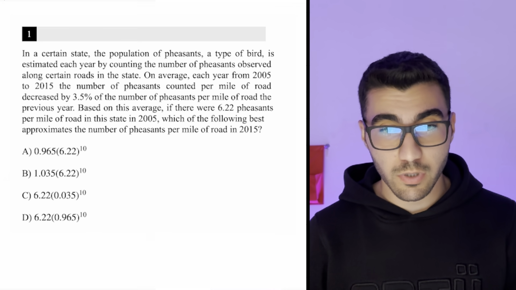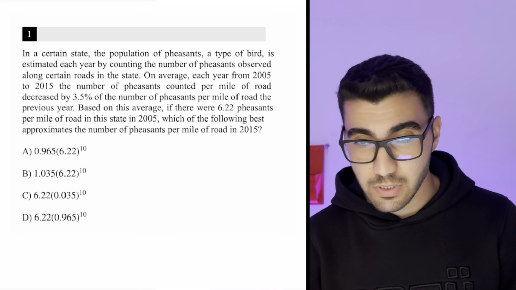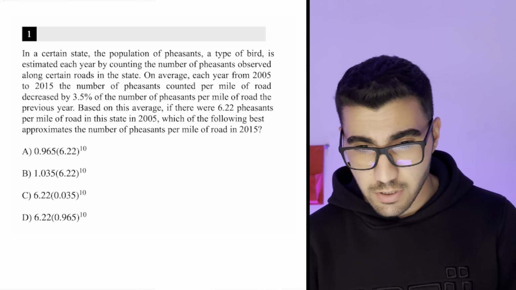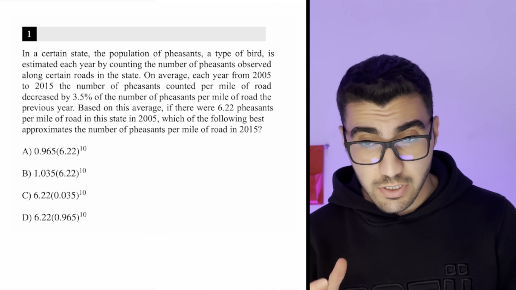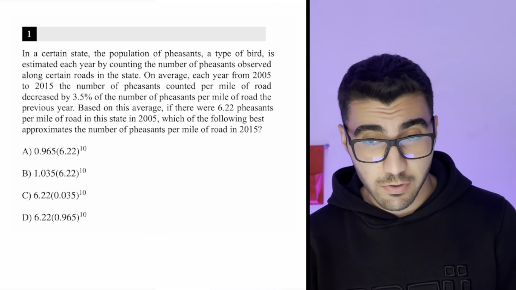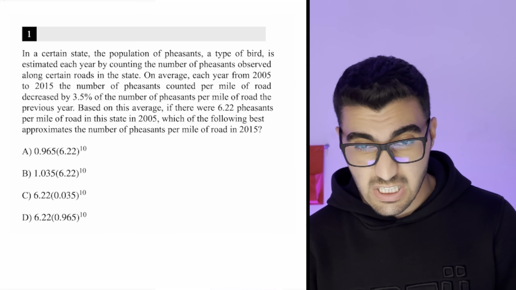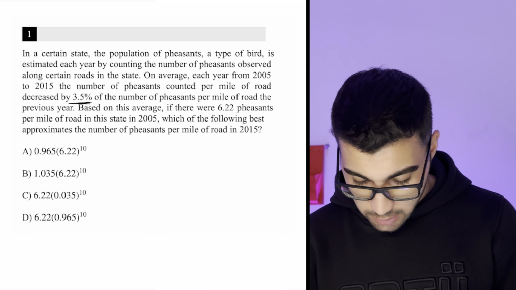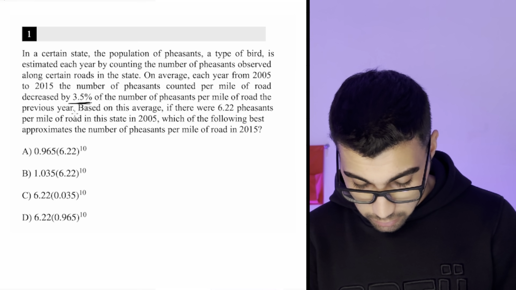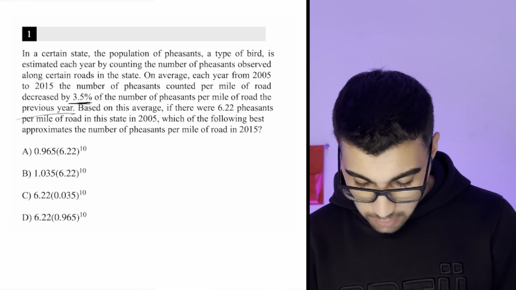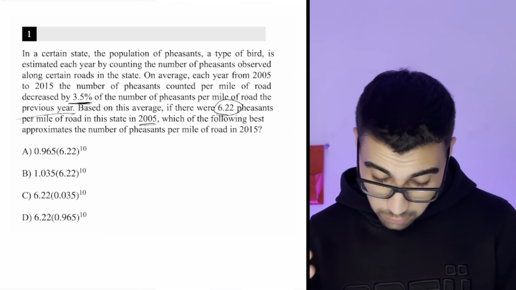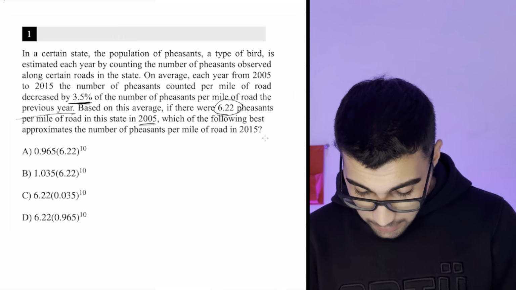All right, question number 1. In a certain state, the population of pheasants, a type of bird, is estimated each year by counting the number of birds observed along certain roads in the state. On average, each year from 2005 to 2015, the number of these counted per mile of road decreased by 3.5% of the number of these birds per mile of the road from the previous year. Based on this average, if there were 6.22 of these per mile of road in this state in 2005, which of the following best approximates the number in 2015?